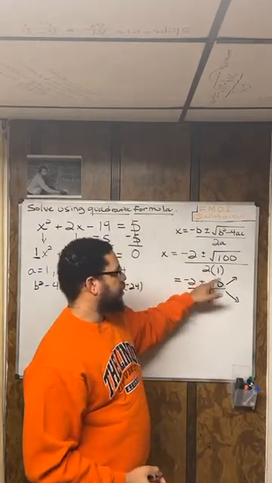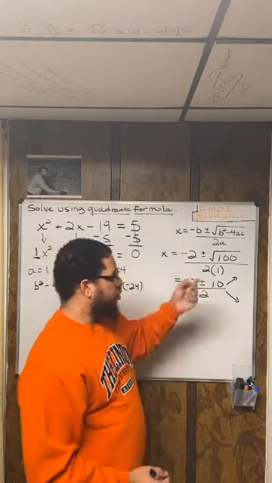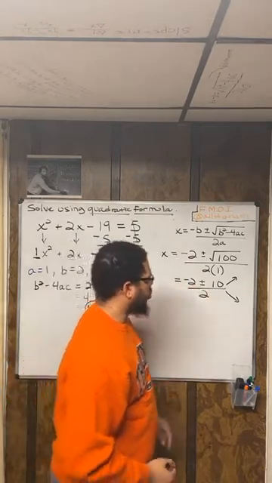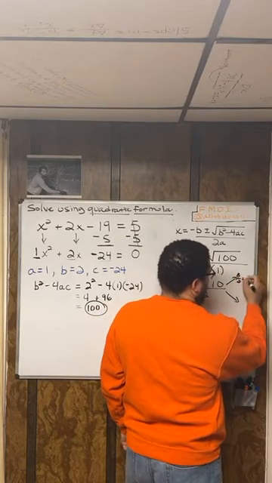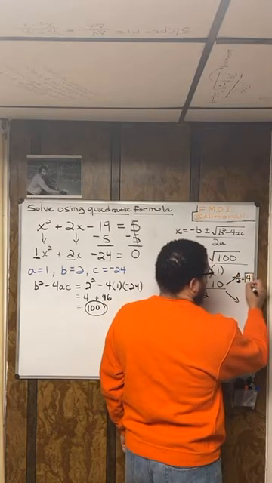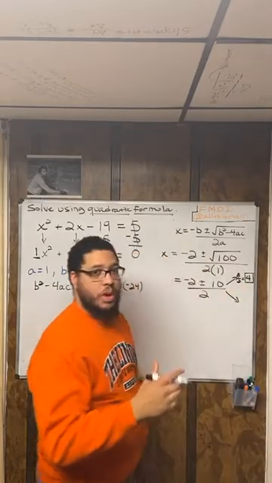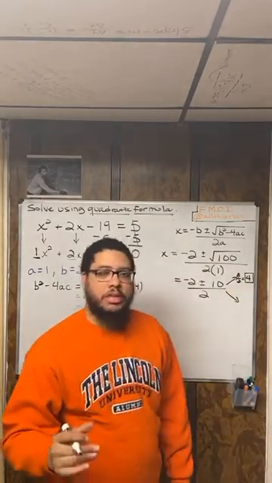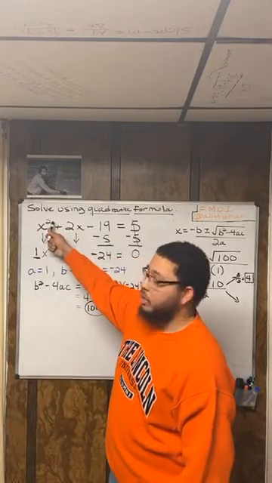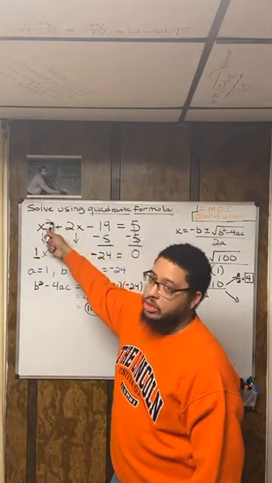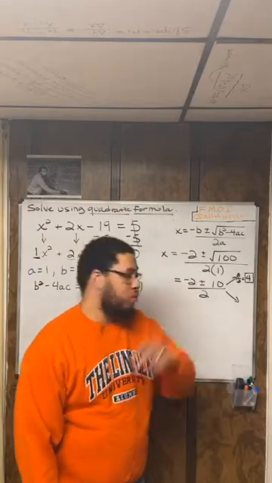Negative 2 plus 10 is positive 8. And then you take that positive 8 and divide it by 2. So you got 8 over 2, which equals 4. So 4 is one of my answers. That's one of my solutions, but it's a quadratic. Fundamental theorem of algebra says that I should have just as many solutions as is my biggest exponent in the problem. My biggest exponent is a 2, so therefore I should have 2 solutions.